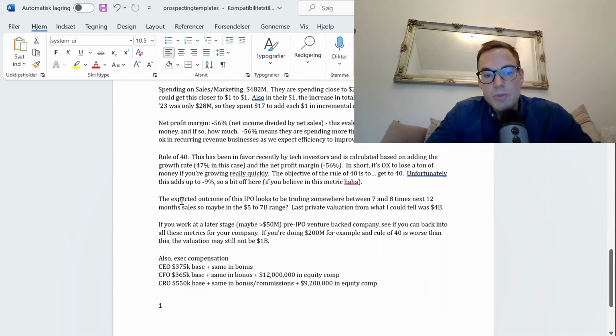In terms of expected outcome for this IPO, it looks to be trading somewhere between 7 and 8 times the next 12 month sales, and that puts the market cap somewhere in the 5 to 7 billion range. That's just an estimate if the IPO is successful. And in this case, the last private valuation, from what I was able to tell, is 4 billion. This will be quite nice for some of the employees here, if they're able to liquidate their pre-IPO shares, and for some of the investors as well.